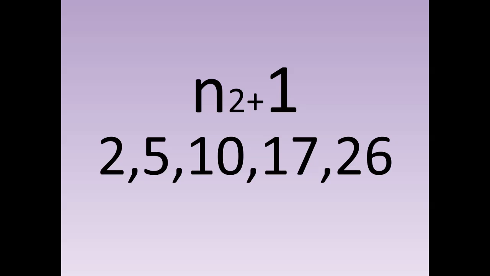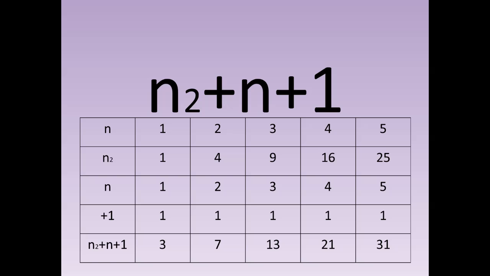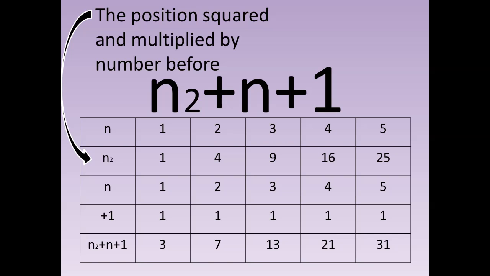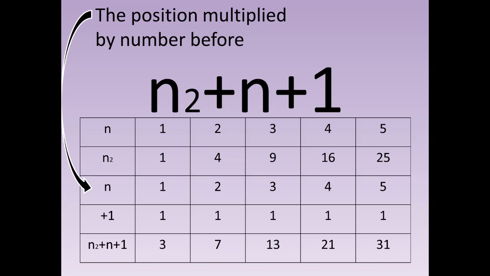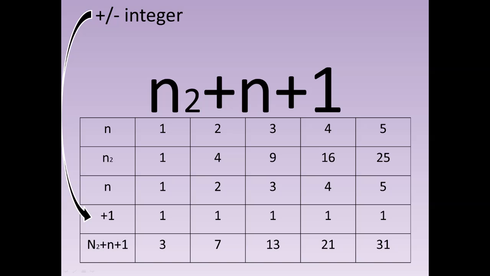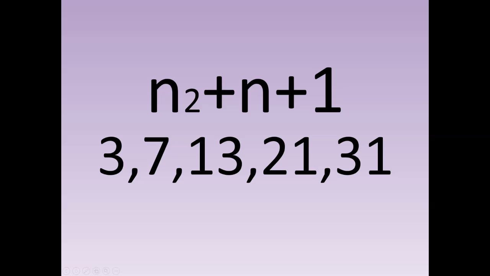What if, as well as that, you have plus or minus some amount of n on top of that? Let's take n squared plus n plus 1. This is a little harder, so what you should do is make a grid like this. The first line is to show the position, the second line is to show the position squared, and times whatever it is. We'll get to that later. The third line is to add the position times whatever. The fourth line is to add the integer, and the last line is for the numbers in the sequence. You add the numbers above to find this number, except the first line. So the sequence for n squared plus n plus 1 is 3, 7, 13, 21, and 31.